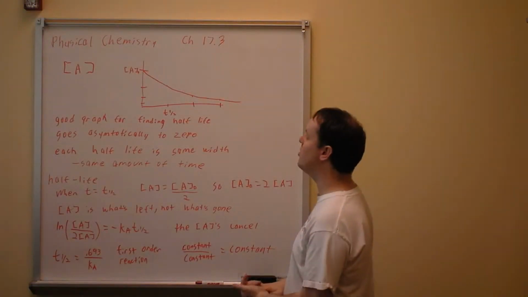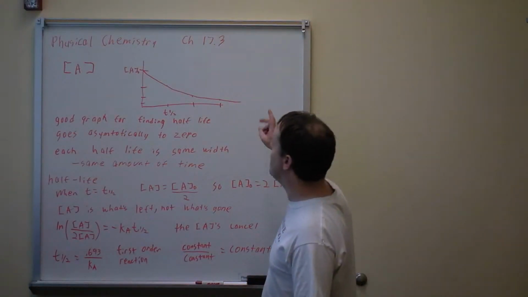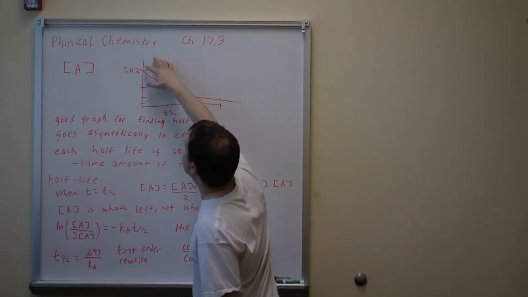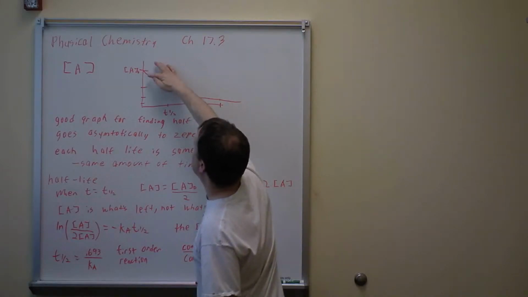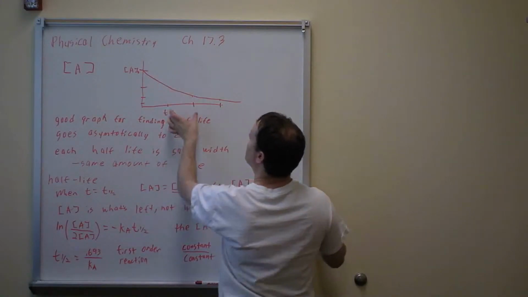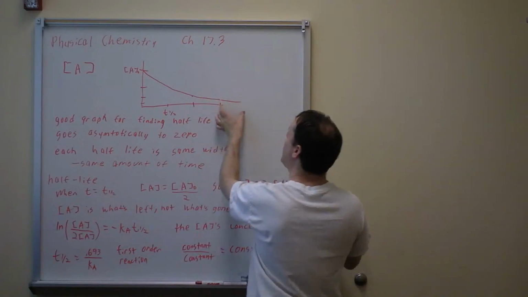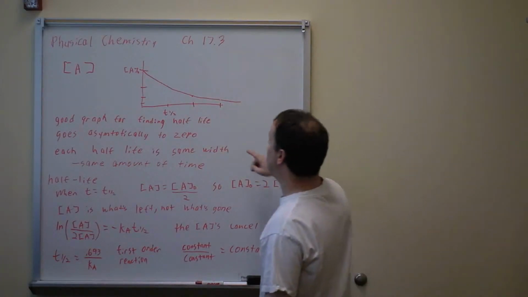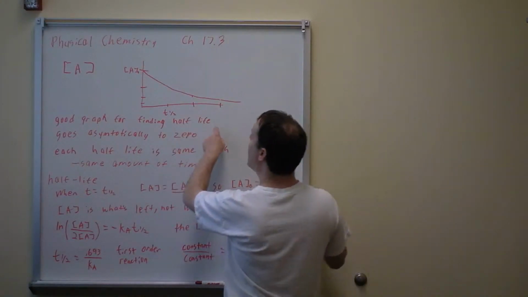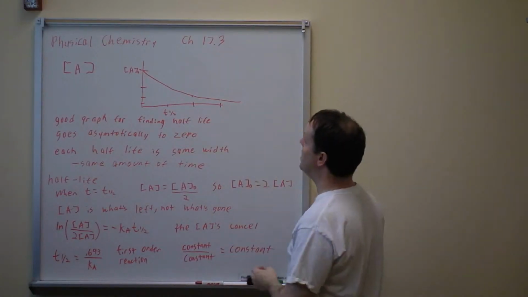Continuing on physical chemistry, chapter 17, section 3, we are still talking about first order reactions only. Here's another graph, concentration of A versus time. You notice it starts high at the initial concentration of A and gets lower and lower. After a certain amount of time, you're going to have half as much. After the same amount of time, you're going to have half that, and so on, going asymptotically to 0. This is a good graph for finding half-life, because it's going to be the exact same amount of time for any interval.